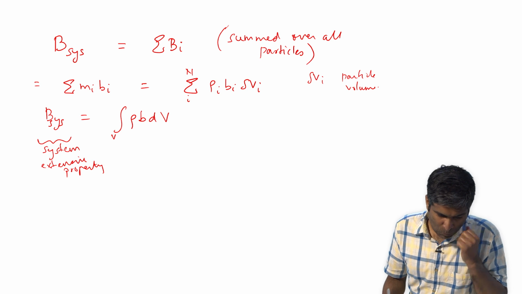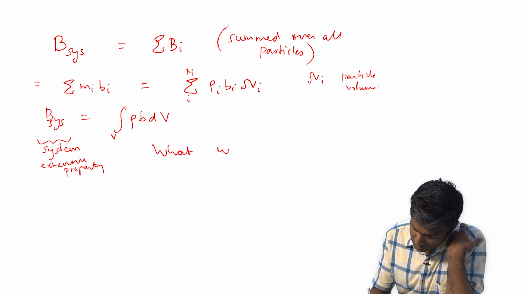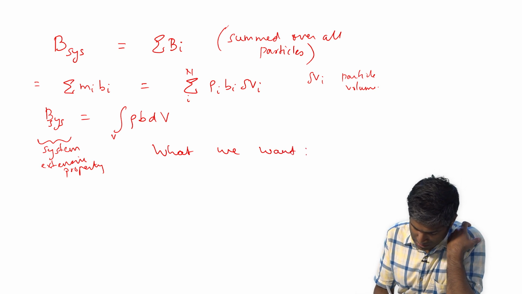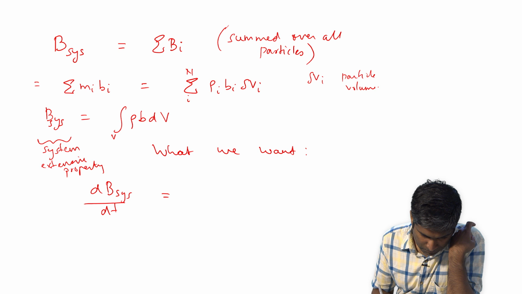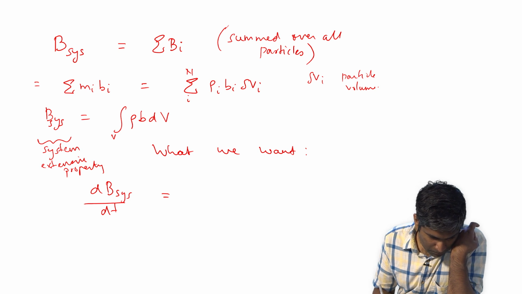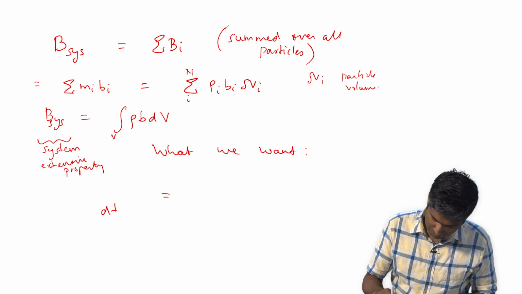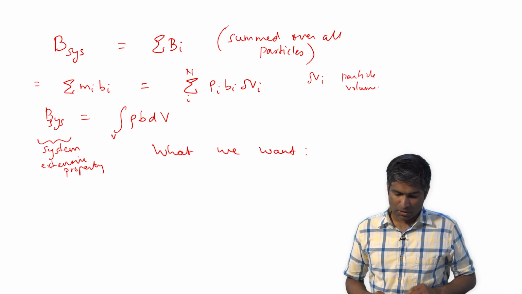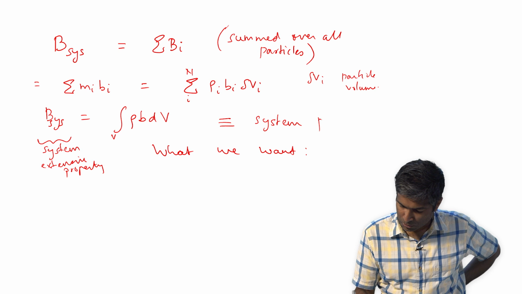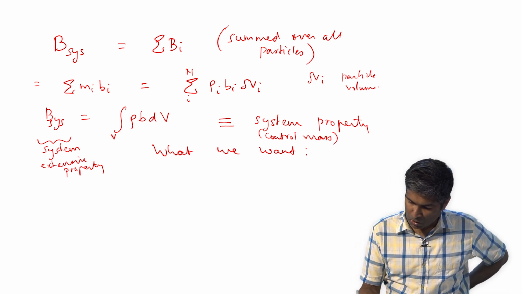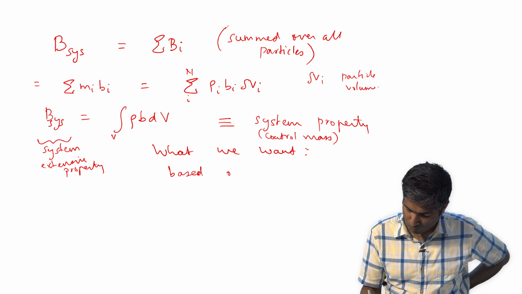What do we do with this? What we would like to do is we want something that says dB system over dt is something. So this is in terms of system properties. In other words, this is a control mass property. What we want is something based on control volume.